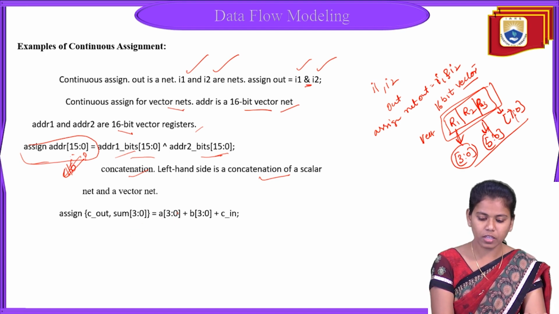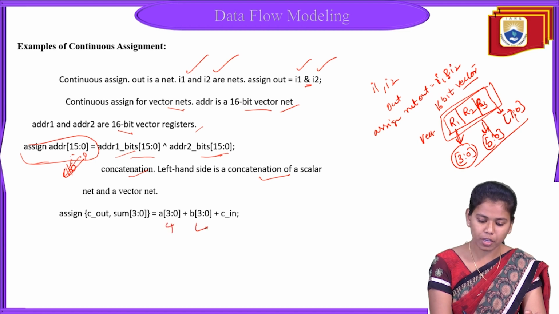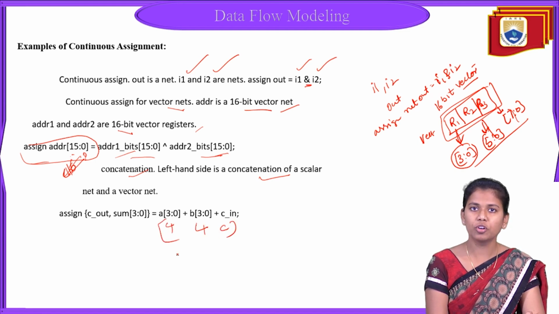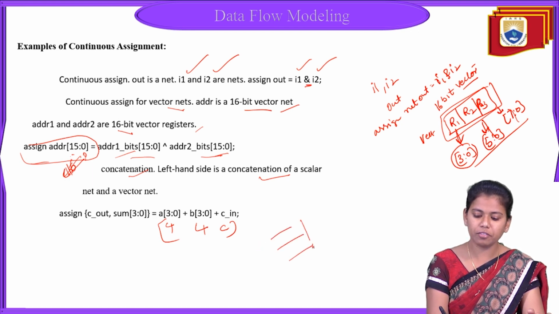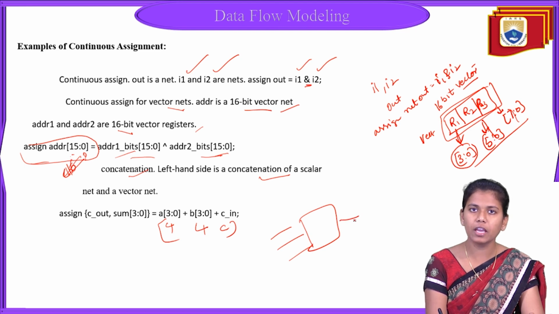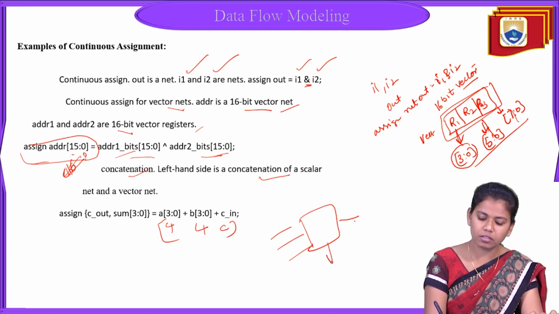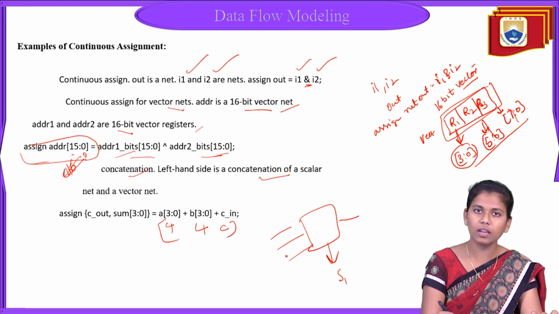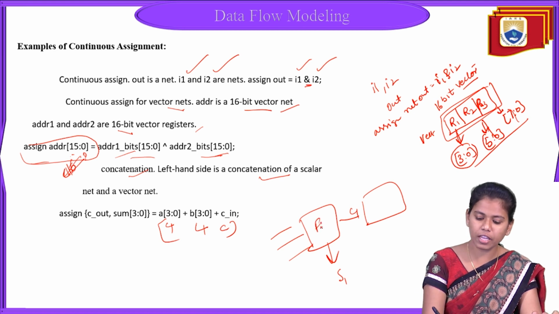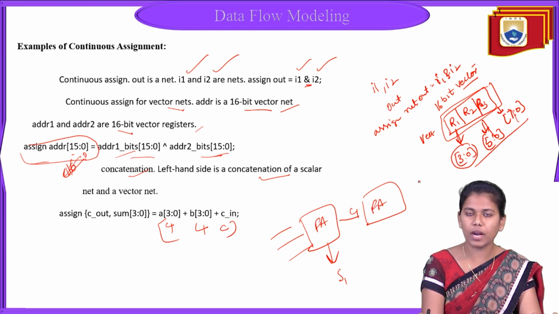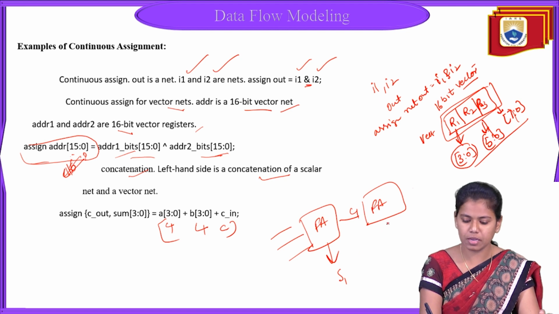Therefore, A of 4 bits, B of 4 bits, and C. So you can consider this as a full adder. For a full adder, you see input, output, and Cin. We have the 3 inputs with the output, and when you add, the sum goes to S1, and the carry bit goes to C1. Likewise, if you consider 3 full adders, adder 1, adder 2, adder 3, the sum bits are S1, S2, and the output carry bits are C1 and C2, and so on. This is an example of the continuous assignment.